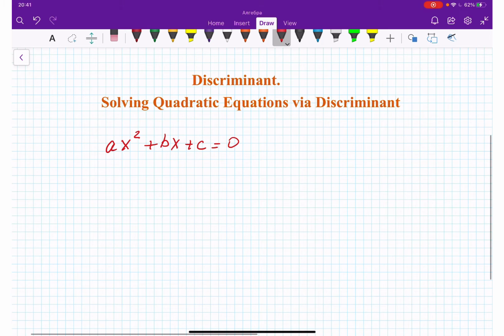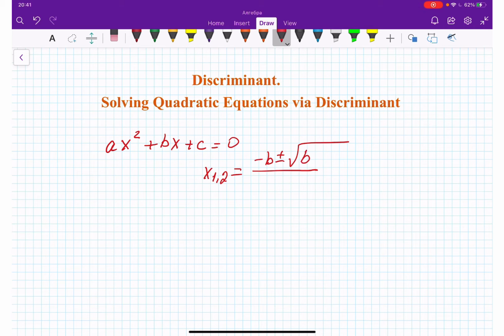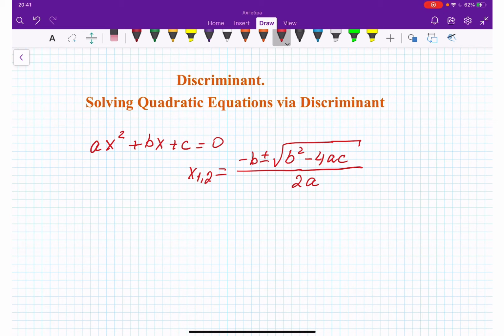And x1,2 is equal to negative b plus or minus the square root of b squared minus 4ac, divided by 2 times a. So the discriminant in this formula, D, is the expression under the square root, which is b squared minus 4ac.